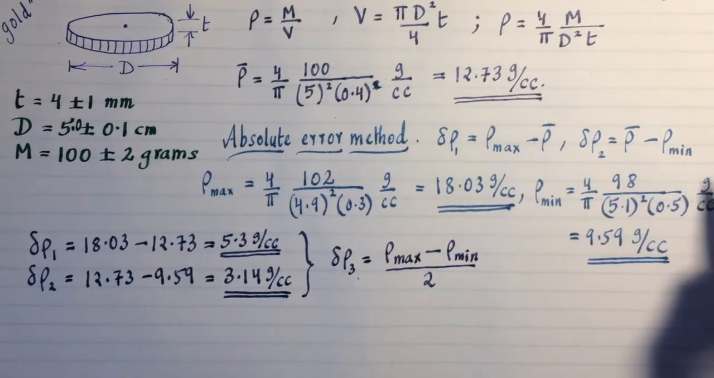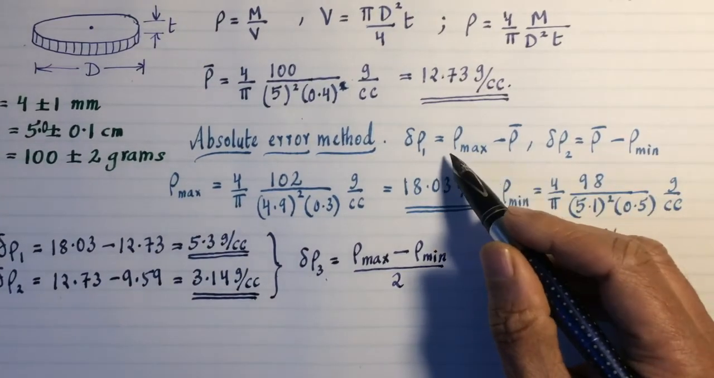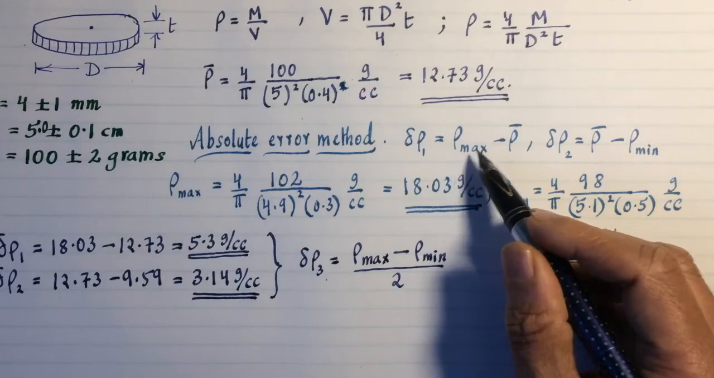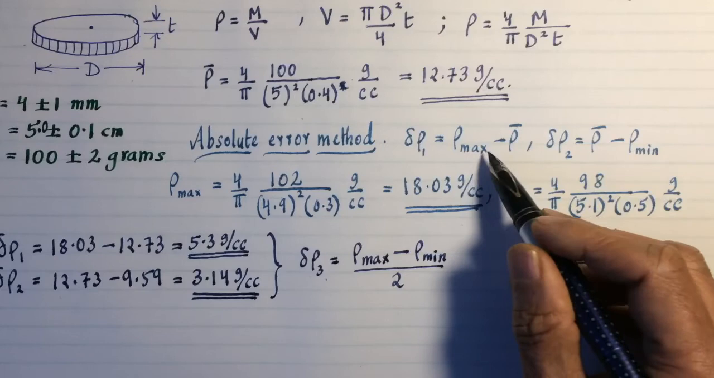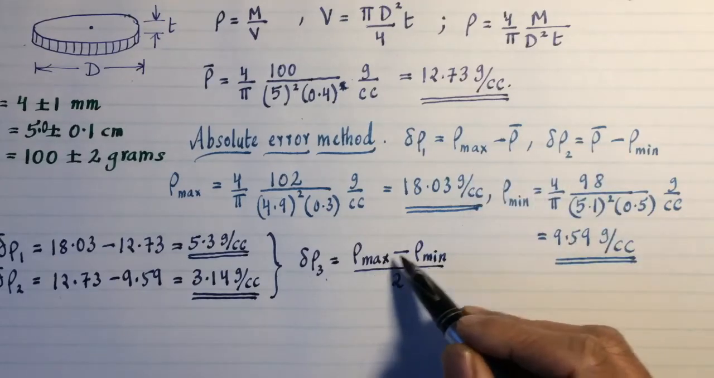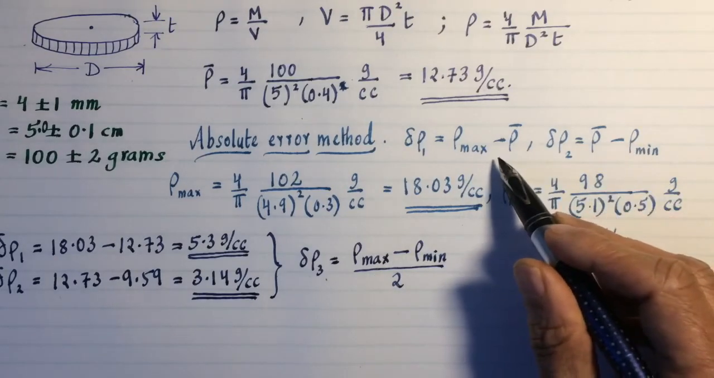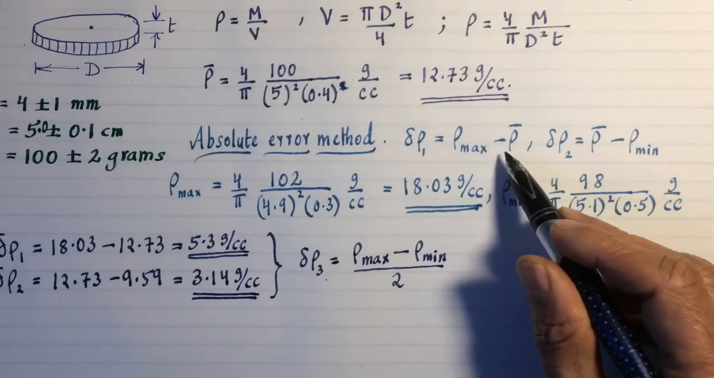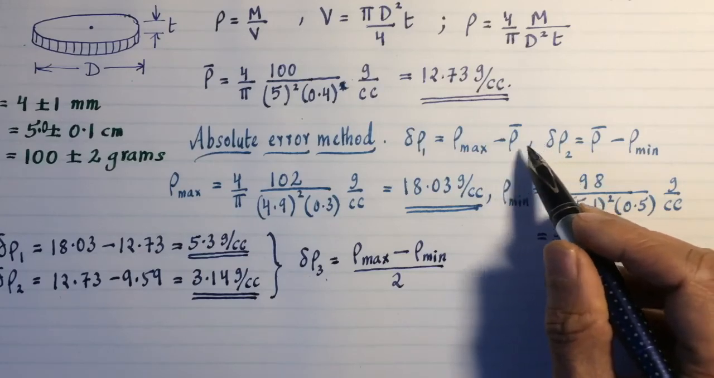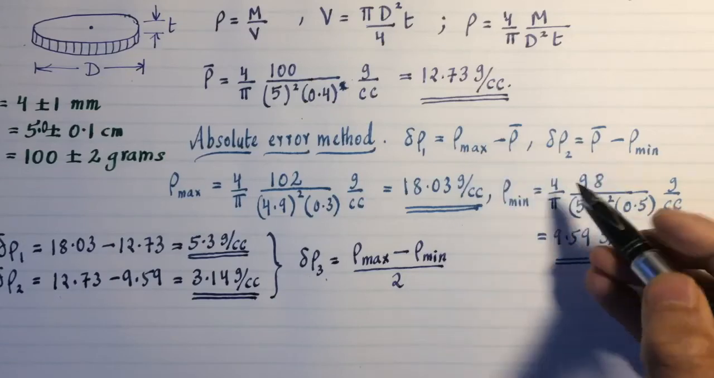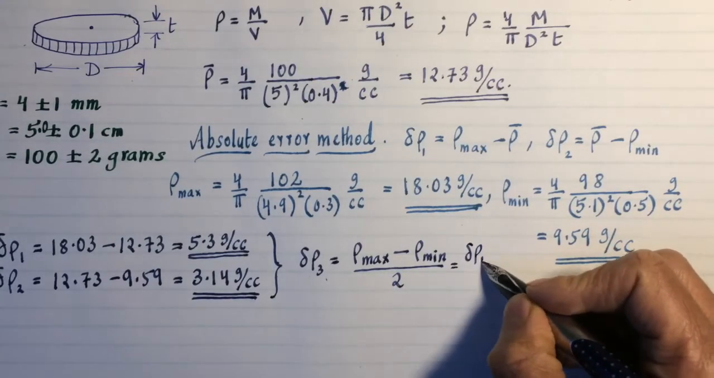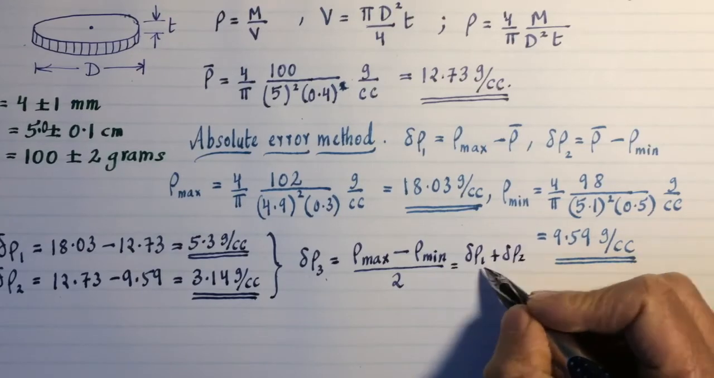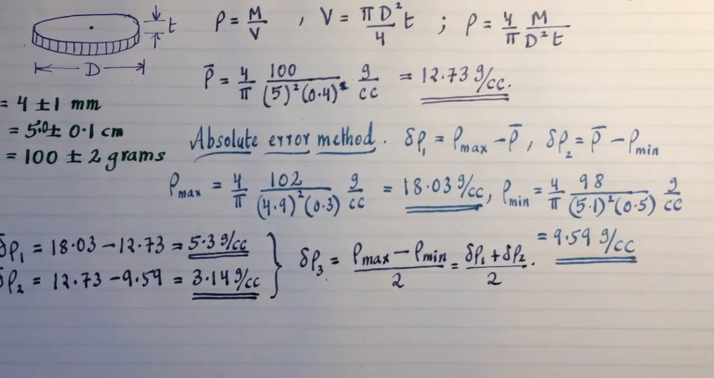because when I take rho max minus delta rho, and then rho min minus delta rho, and I add these two values and divide by 2, then I'm going to get the same thing. So this is the same as delta rho 1 plus delta rho 2 divided by 2. So these are the crude ways of doing this problem.